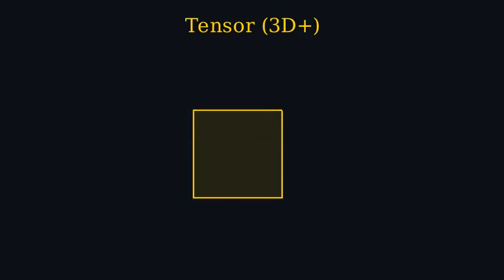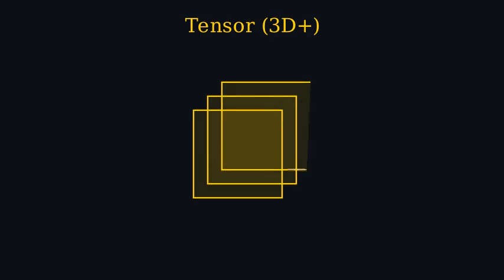But what if we have a color image? Color images have red, green, and blue channels. To represent this, we stack multiple matrices together, creating a 3D structure. In mathematics, we call this generalized structure a tensor.